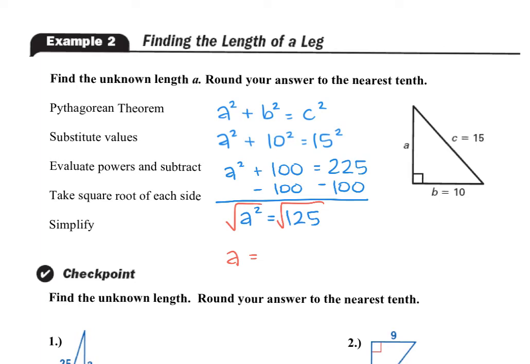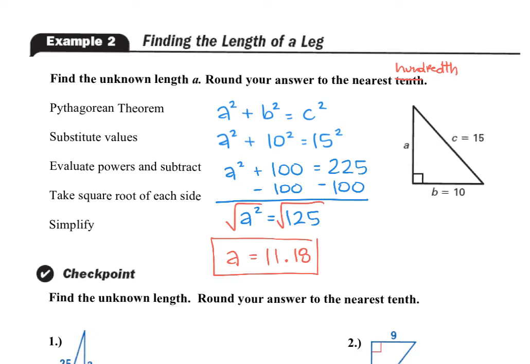Well, use your calculator. The square root of 125 is 11.18. We're going to round to the nearest hundredth because that's what we always do. And this one, unfortunately, is not a perfect square. So that's going to be one way that I'll write my answer.